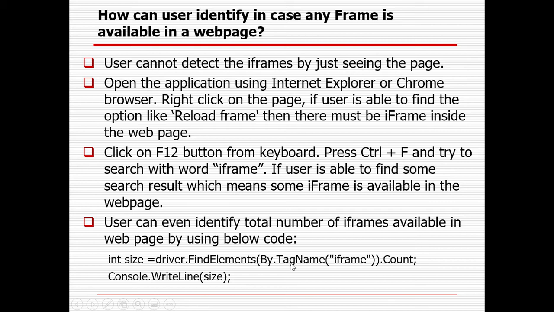In case you want to identify how many frames are available, you can use the tag name frame, get the count, and store it in some integer. If you want to see how many iframes are available, you can use the tag name iframe, get the count, and print it in the console. So that is the way you can print the total number of frames or iframes available in the page.